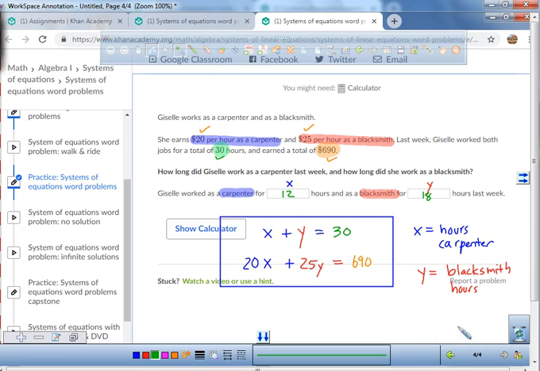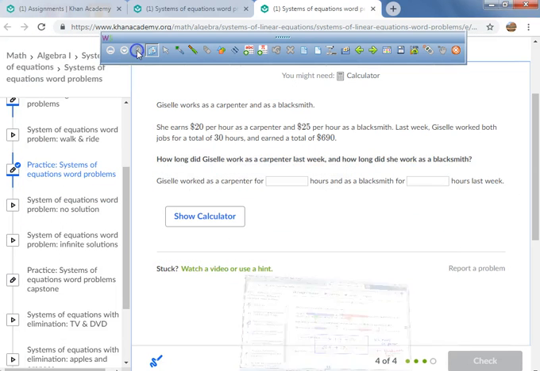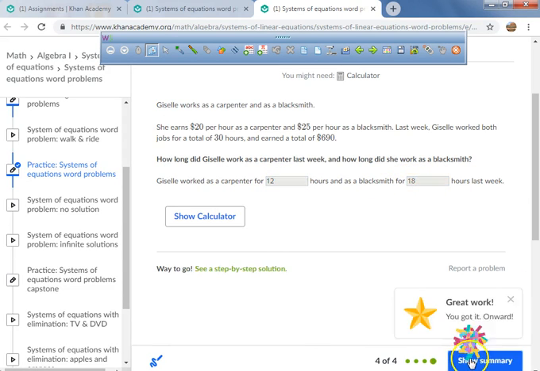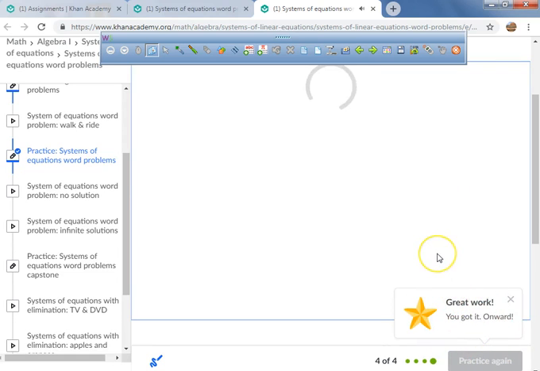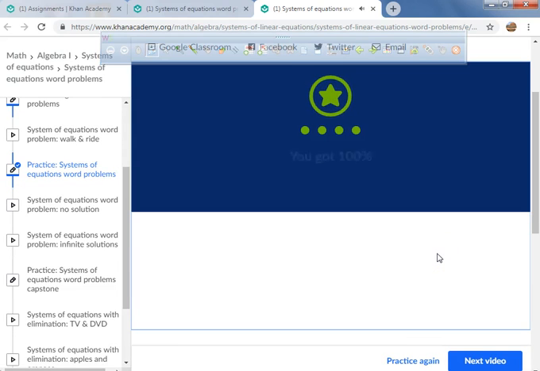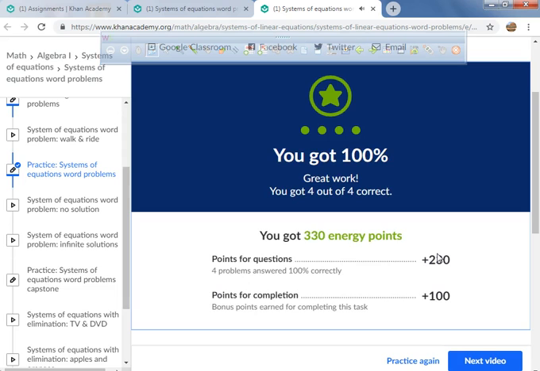That's what you're going to have to do. You're going to have to be able to read through word problems and build your own equation that replicates the given situation. So all I'm going to do is type in 12 and an 18 and call it a day. Then you get to see you got 100%. Great work. Yay.